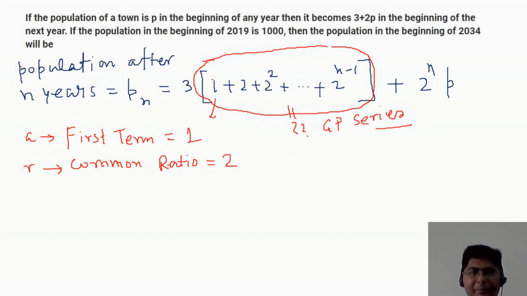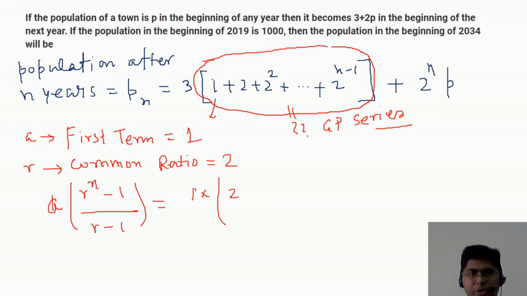So these summations will become how much? No, let me write down the formula first. A times r to the power n minus 1, divided by r minus 1. So how many terms are there? From 1 to 2 to the power n minus 1, there are n terms. So basically it will become A, A means 1. So 1 multiplied by 2 to the power n minus 1, then denominator should be 2 minus 1. So value will be 2 to the power n minus 1. Okay.